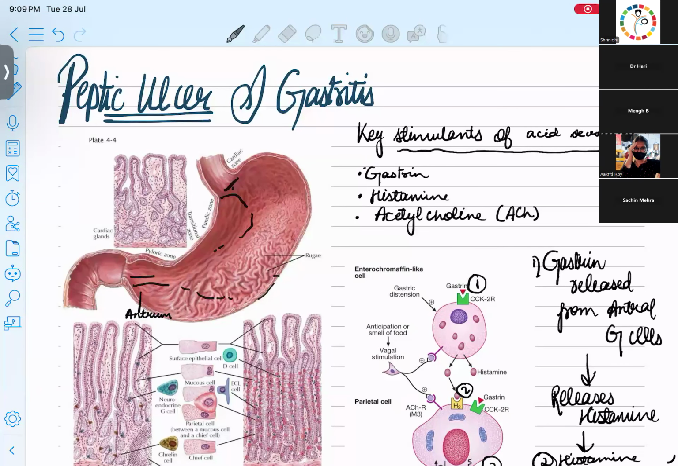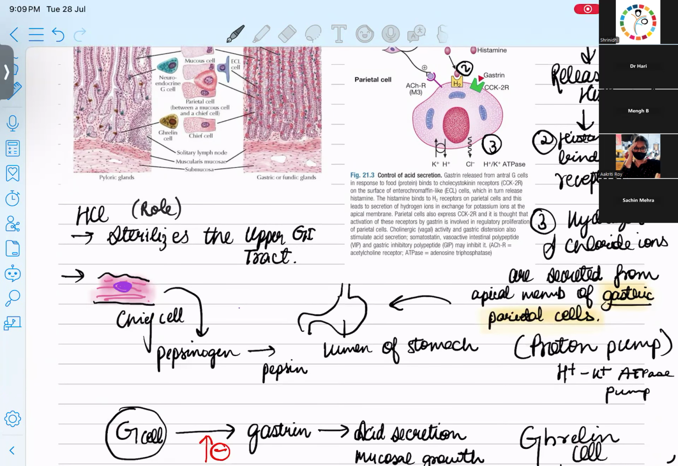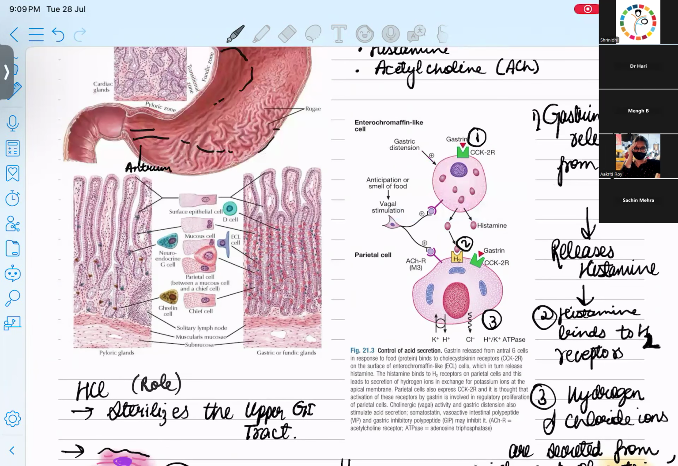In the glands of the stomach, we have some very important cells. Of course, the surface epithelium lines the glands, which is cuboidal in nature. And then we have mucus cells for mucus secretion, and then ECL, enterochromaffin-like cells, which we'll be studying right now. Parietal cells, which are between mucous cells and chief cells. And chief cells secrete the protein pepsinogen, and then ghrelin cells.